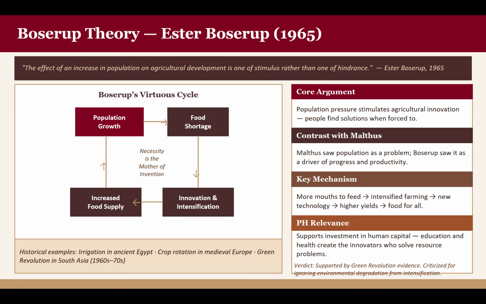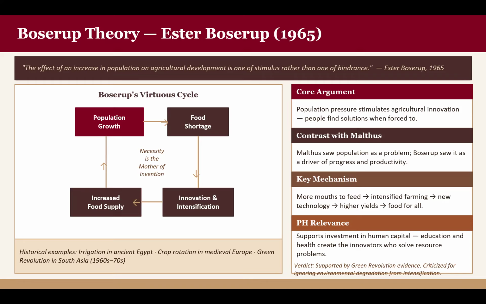Then we have Boserup theory, which was given by Ester Boserup in 1965. It says that the effect of an increase in population on agricultural development is one of stimulus rather than one of hindrance. The core argument is that population pressure stimulates agricultural innovation. People find solutions when they are forced to. In contrast with Malthus, who saw population as a problem, Boserup saw it as a driver of progress and productivity. The key mechanism is that if there are more mouths to feed, there is intensified farming, new technology, higher yields, and food for all.